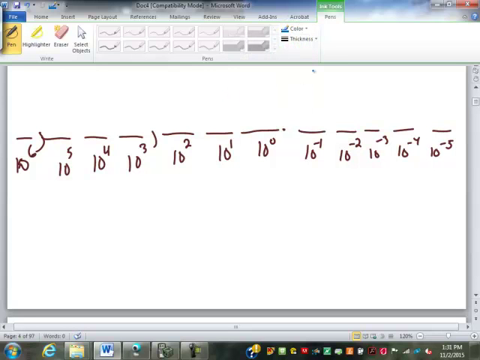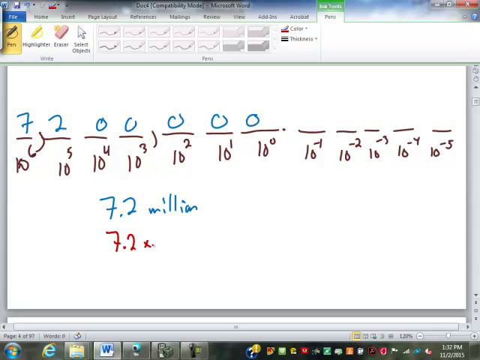Well, a lot of times, let's say we have something like 7,200,000. We often abbreviate that by saying something like 7.2 million. But another way we could say that, instead of writing out the word million, we could write it out as 7.2 times 10 to the 6th. That is our scientific notation.